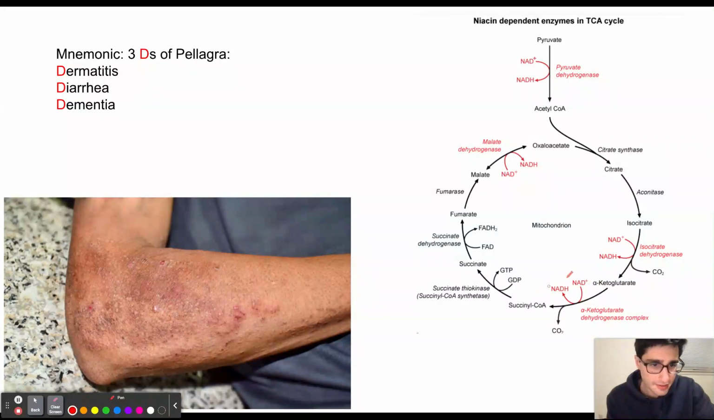As you can see over here, isocitrate will not be able to be converted into alpha ketoglutarate without the cofactor NAD+. And because niacin is a precursor for NAD+, if we have a vitamin B3 deficiency, then this reaction won't go on. So as a result, isocitrate dehydrogenase is going to be the enzyme that is going to be impacted by a niacin deficiency or a vitamin B3 deficiency.